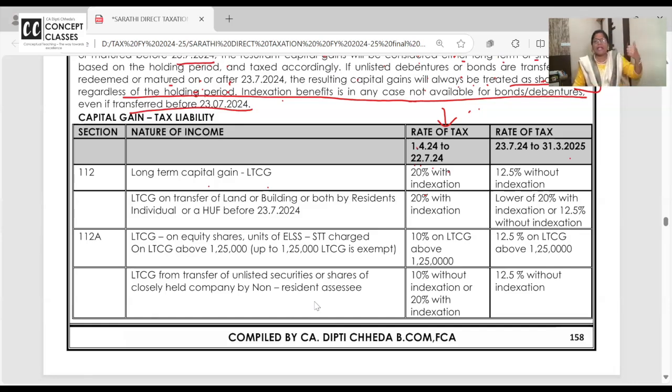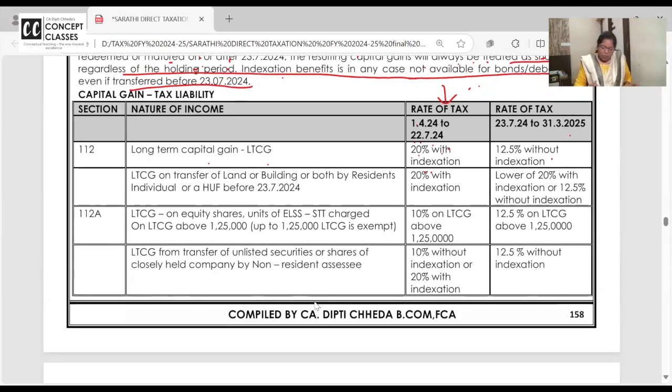Say you are transferring any asset, say jewelry, and there is long-term capital gain. If you are transferring before 23rd of July, then you can take 20% with indexation. After that, 12%. Clear? Only in case of land and building, this you have to learn, you have to write, you have to chew, you have to digest, you have to eat up.